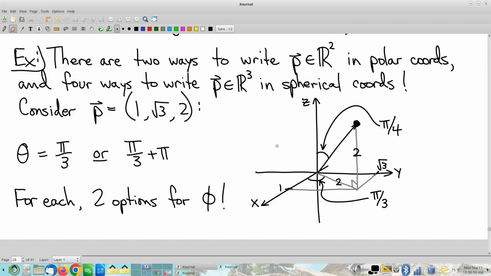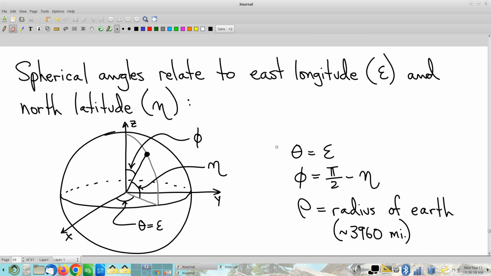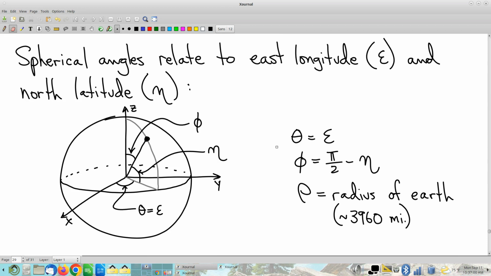There's a lovely observation to be made relating spherical coordinates to longitude and latitude, right? And I hope everybody is accustomed, at least somewhat, to the idea of longitude and latitude on the surface of the Earth. I'm going to use the word longitude to refer to east longitude specifically. So measured eastward from the, the convention is what do they call it, the prime meridian or something like that.